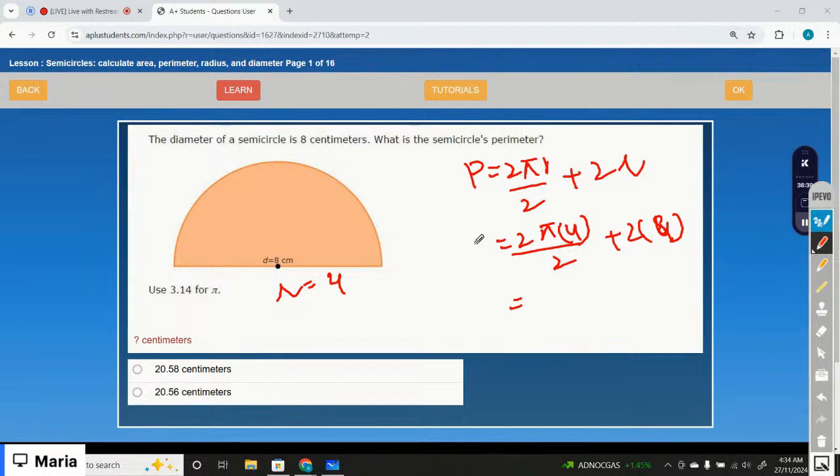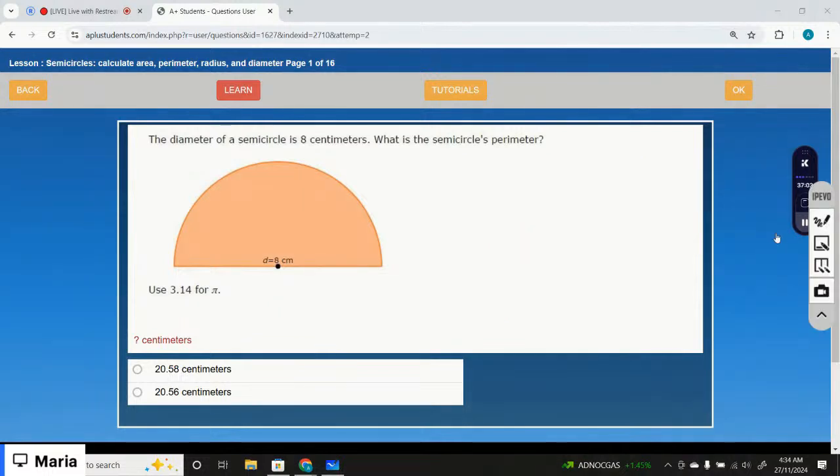Hold on, let me just do the calculations. That is 20.56 centimeters. Option number 2 is the correct option.